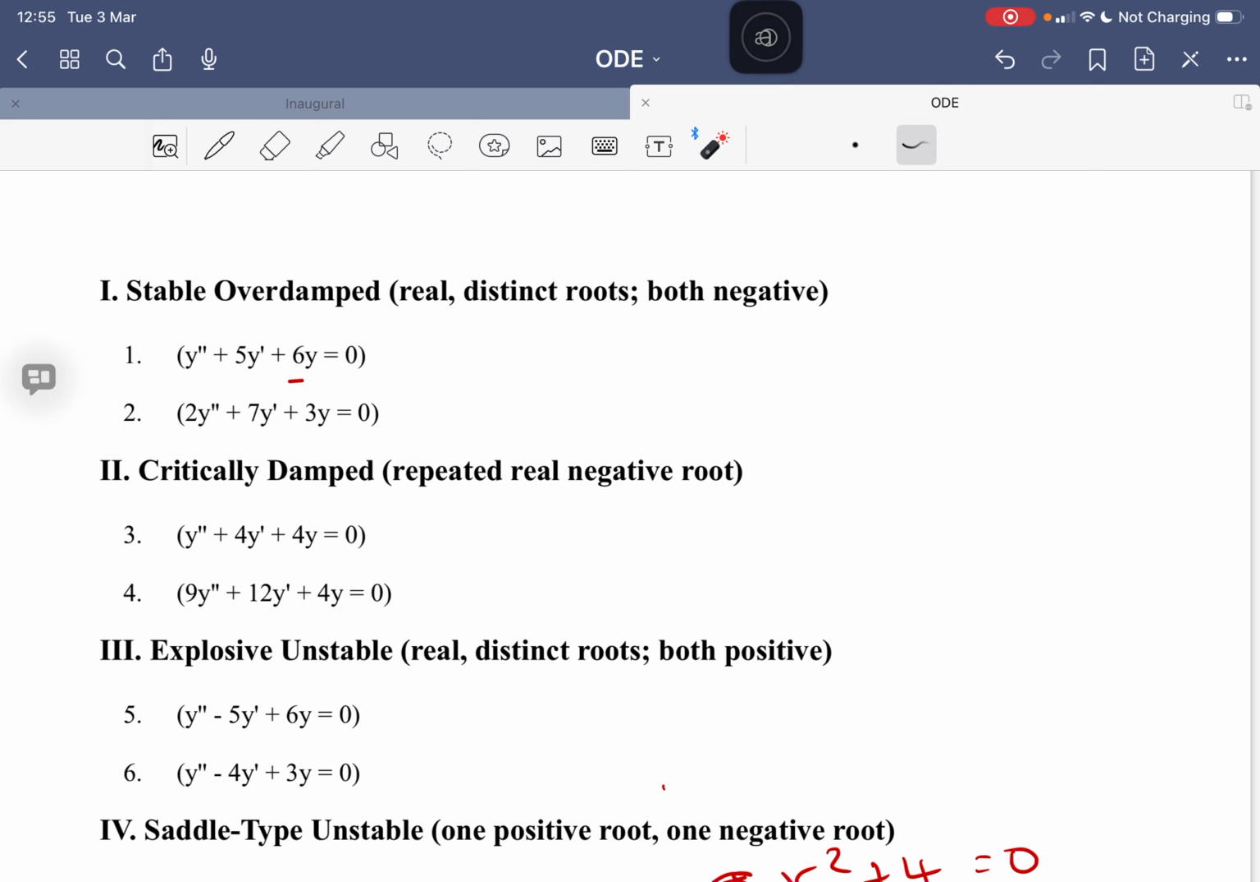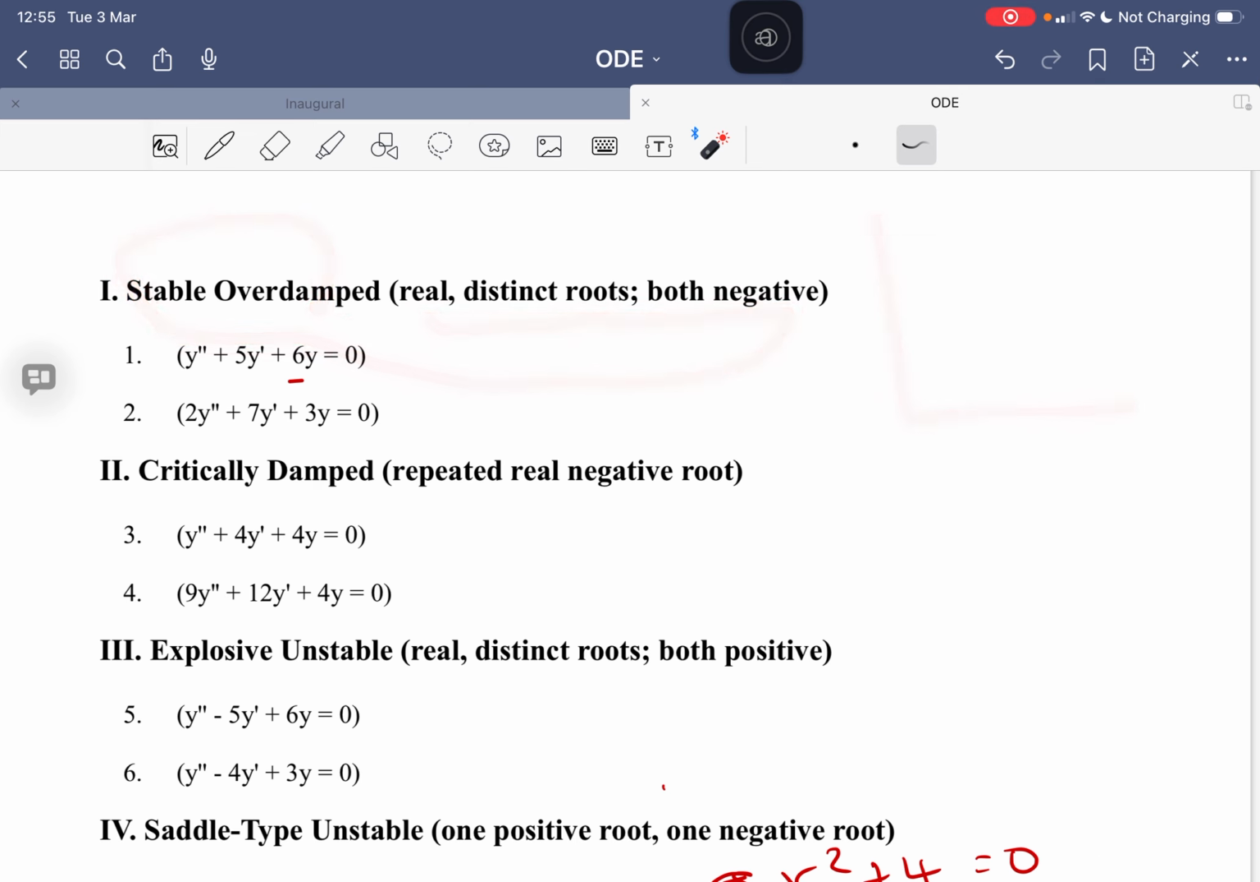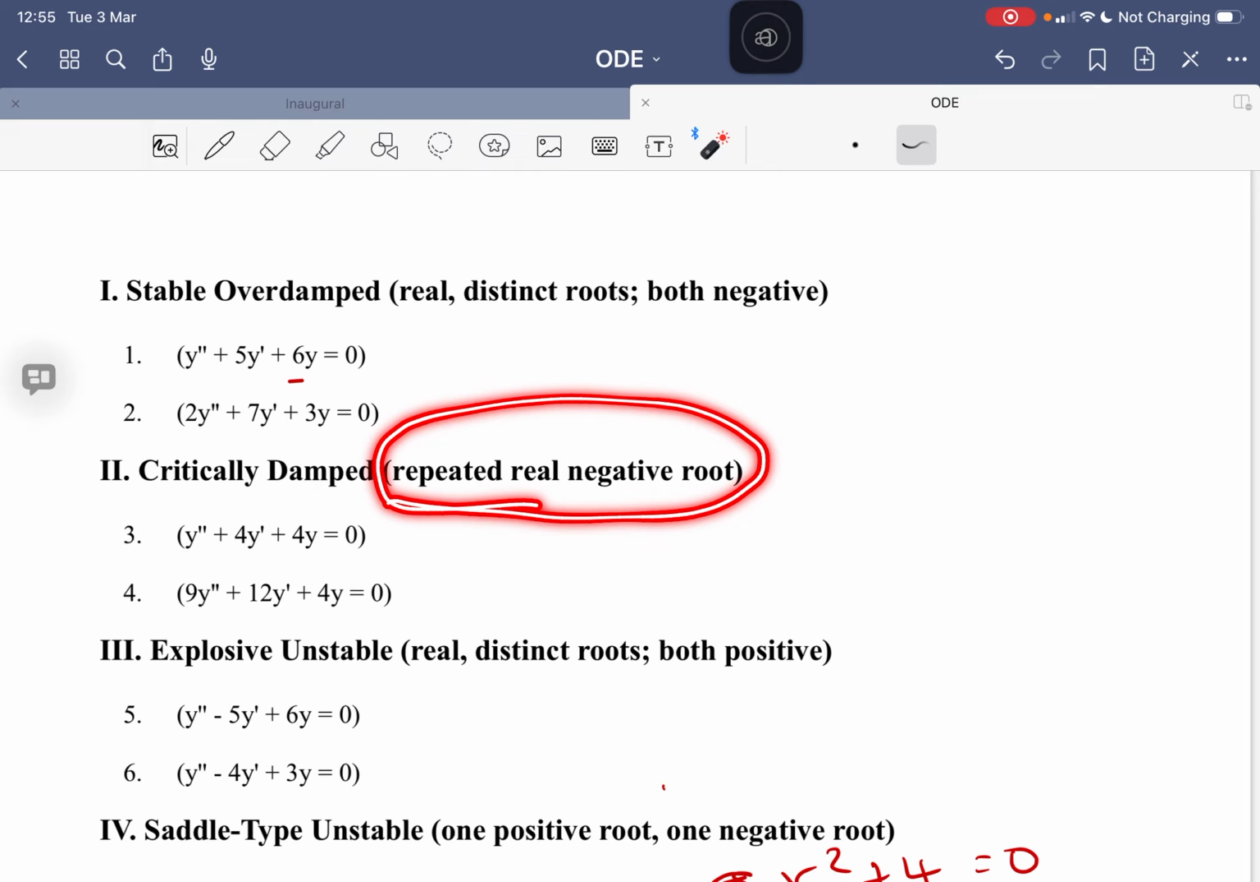So here I'm saying if you have real and distinct roots, both negative, you have an overdamped system. The system is going to be overdamped, meaning that if it is vibration, the vibration will die quickly. Just like some doors with some vibration-killing material attached to them. And when we have repeated roots, anytime we have repeated roots and the roots are negative, we can say they are critically damped. These are just typical critically damped systems.